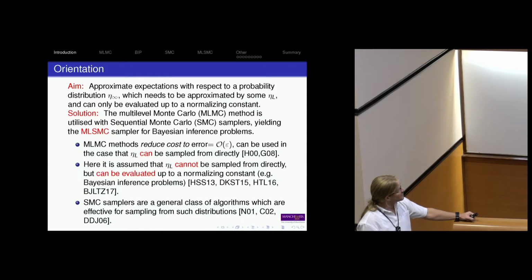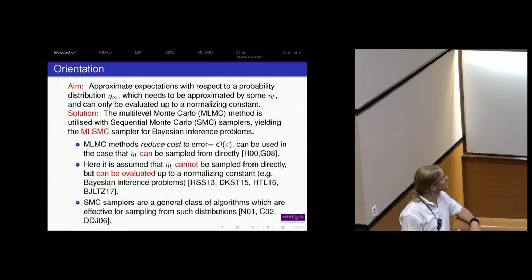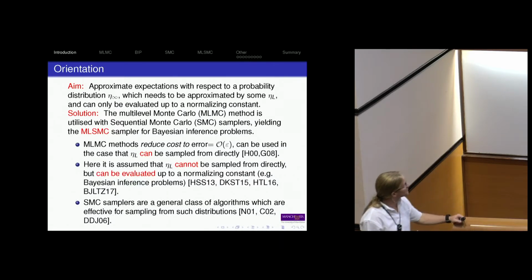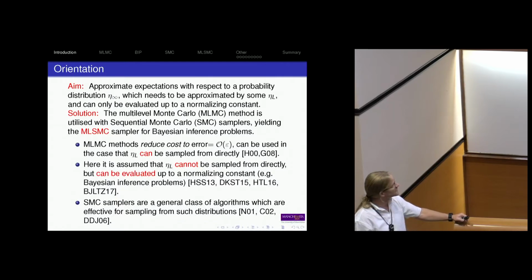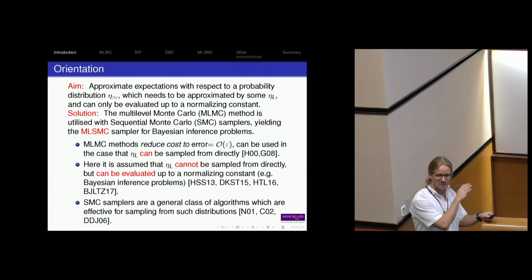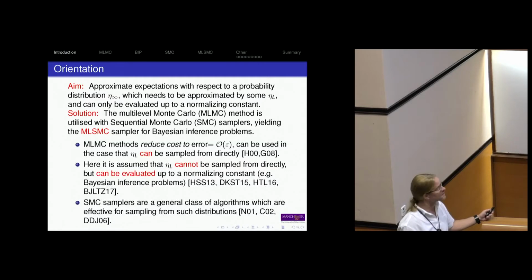All right, SMC samplers. I think most people here probably know about SMC samplers. It's a general class of algorithms which are effective for sampling from these types of targets. This is a paper by Radford Neal in 2001, annealed importance sampling. There was a paper by Chopin in 2002. And then this is, of course, Del Moral, Doucet, Jasra, 2006. And there was an earlier paper in physics literature by Jarzynski, or two papers maybe.